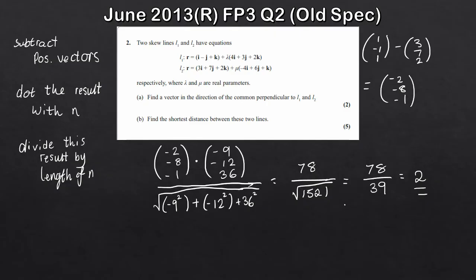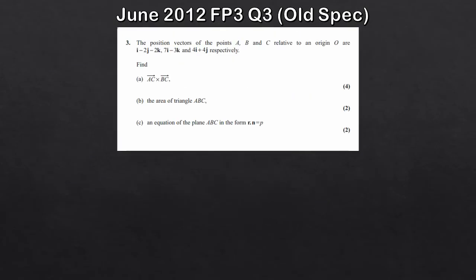So there we have it. There's quite a lot of marks for that last part, but hopefully not too bad. So you just got to remember, if it's two skew lines, subtract the position vectors, dot the result with n, and then divide this result by the length of n, just like we did over here. Okay, so I hope that's nice and easy. Let's move on to the very final question now. Hopefully this video is not going too long.